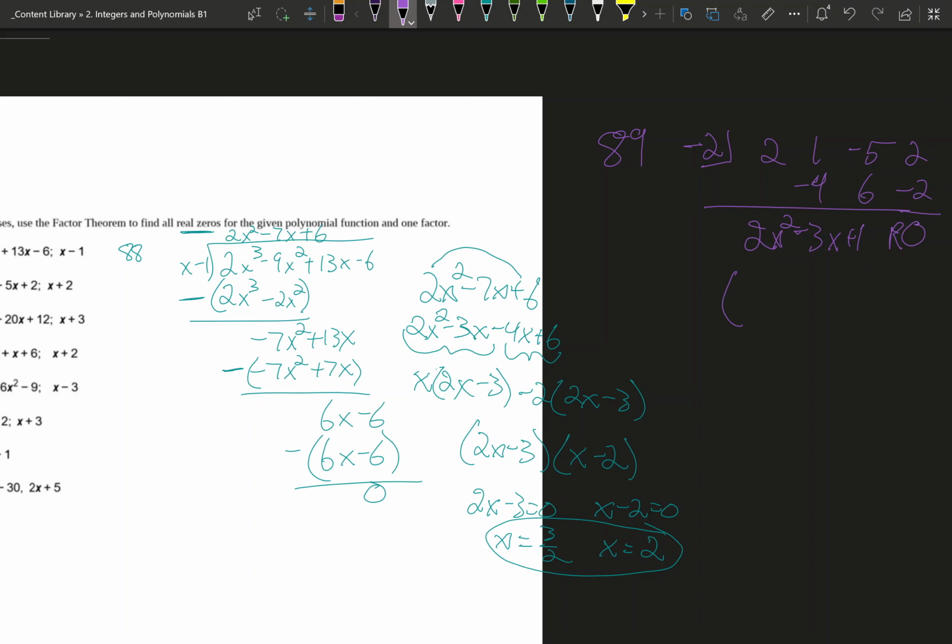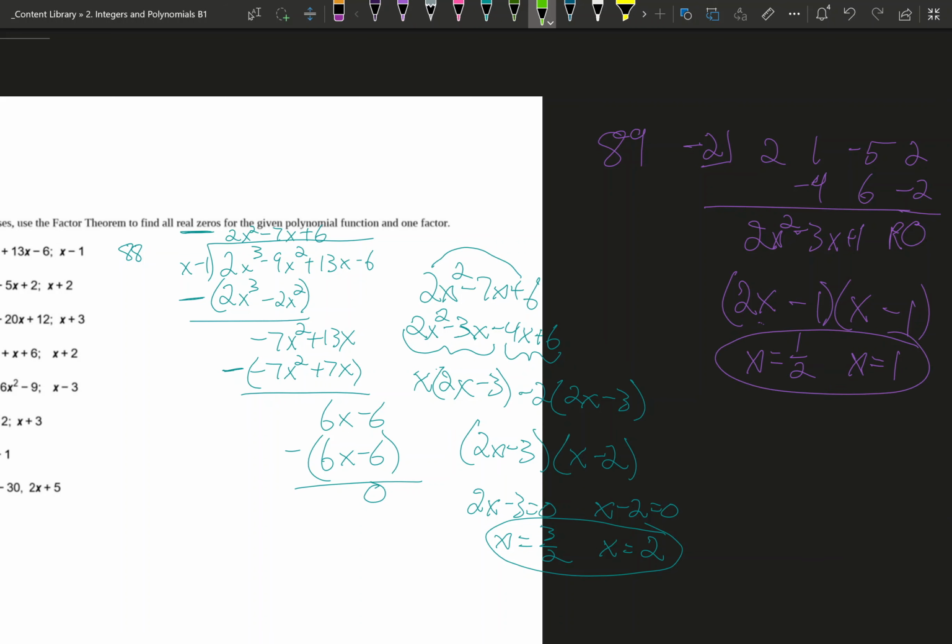Well, our only options for 2x squared of our factors are 2x and x. Our only factors of 1 are 1 and 1. And then since this is a positive 1, but it's a -3, these are both going to be negative. And if we looked at our outer and inner terms for FOIL, we have -2x minus 1x, which gives us a -3x. We set each of these equal to 0, and we end up with x is equal to 1/2 and x is equal to 1 as our other zeros.